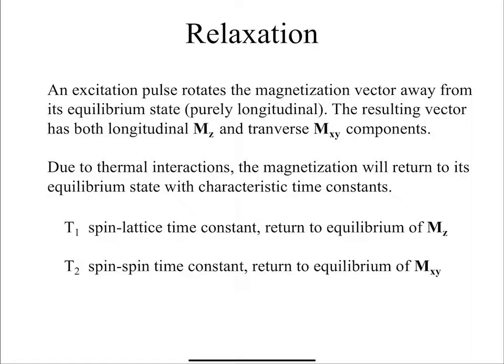There are two types of relaxation: longitudinal relaxation and transverse relaxation. Longitudinal relaxation is the relaxation of the M sub Z component, and transverse relaxation is the relaxation of the MXY component in the XY plane. Now they're related, but they actually have different fundamental mechanisms, so we have to have two time constants. We'll use T1 to represent the time constant for longitudinal relaxation, and T2 for transverse relaxation.